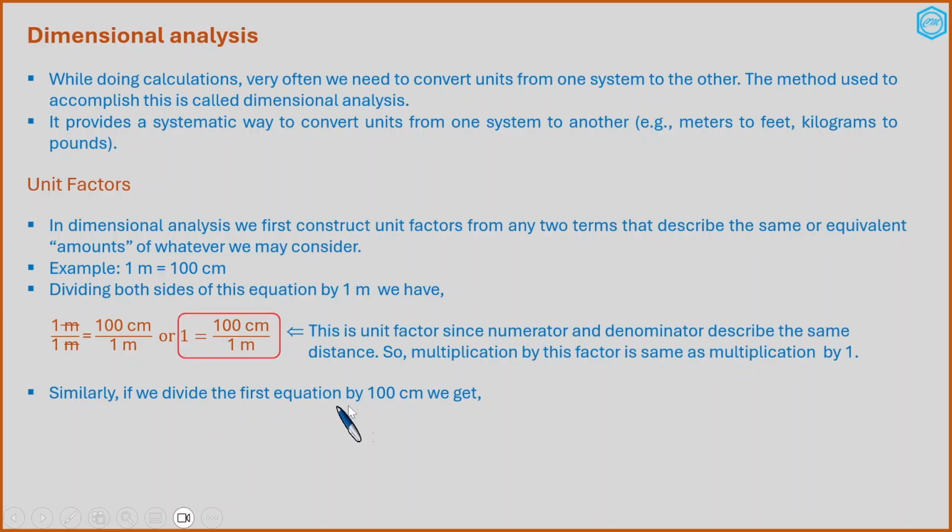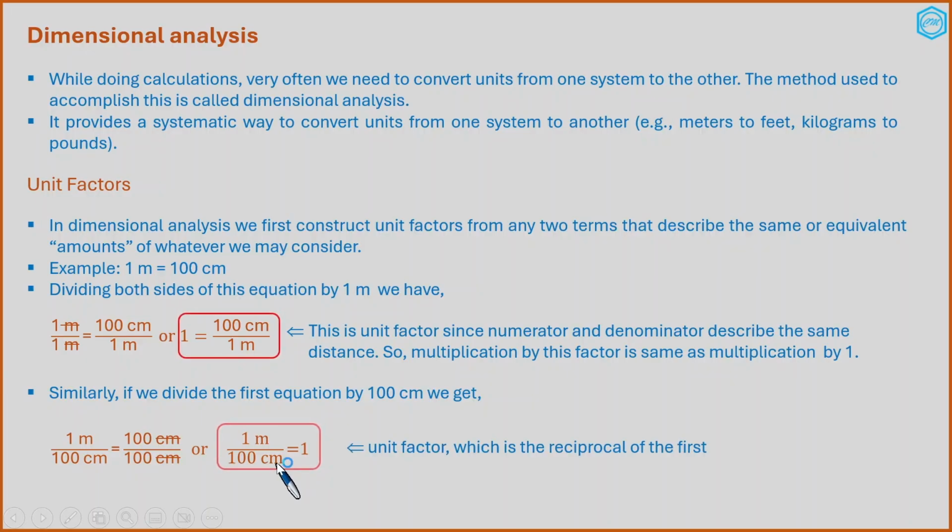Similarly, if we divide the first equation by 100 centimeter, we get 1 meter by 100 centimeter and 100 centimeter by 100 centimeter, or 1 meter by 100 centimeter is equal to 1. And this also is a unit factor, and it is the reciprocal of the first one.